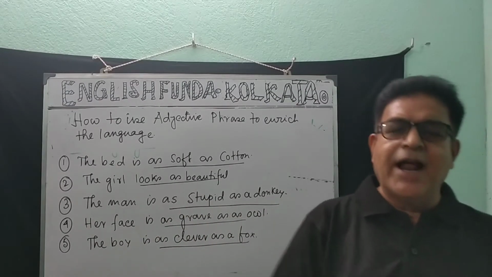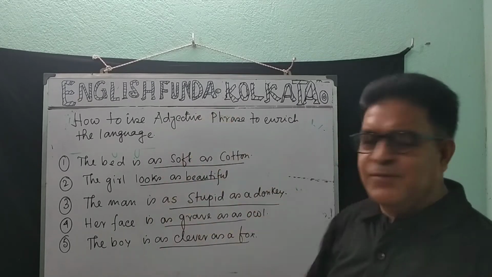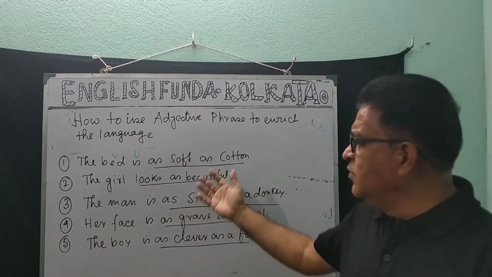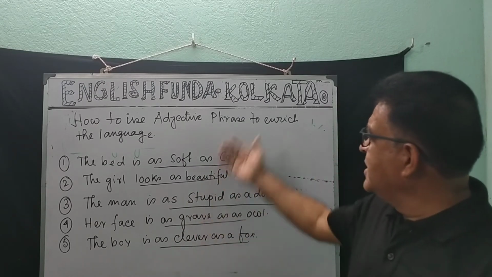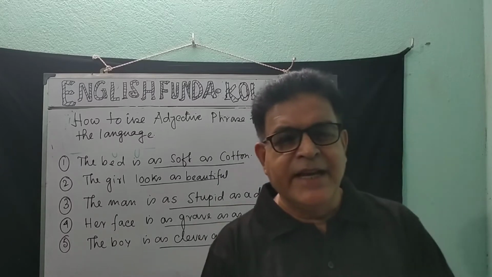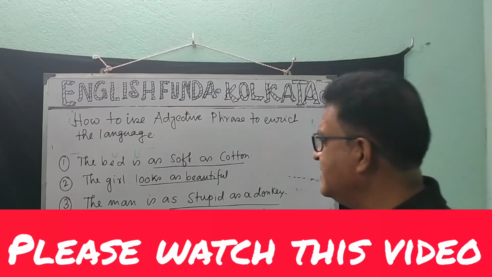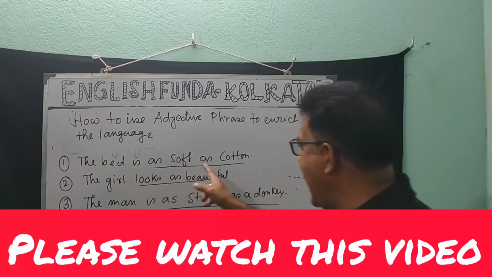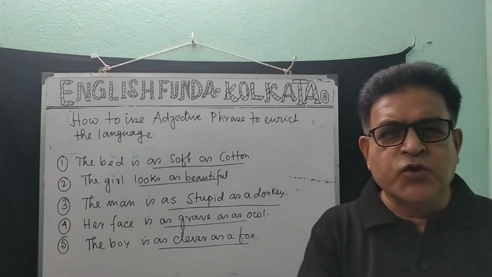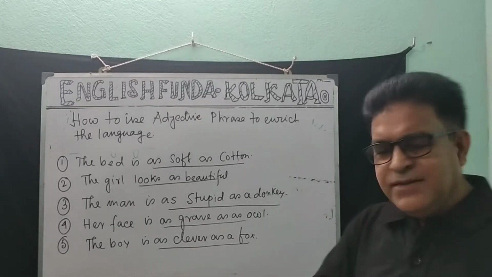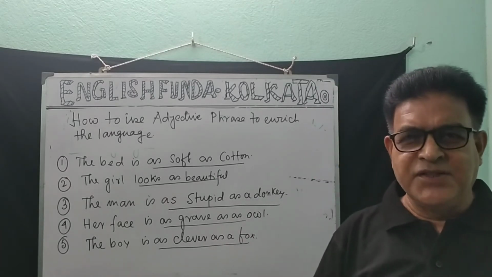ভাষাটাকে সুন্দর করতে গেলে আরো সুন্দর সুন্দর অ্যাডজেক্টিভ শব্দ চয়ন করতে হয়। Here I am taking some examples to show you how you can use these adjective phrases to express the language in a more beautiful way. Okay, let us come to the discussion. The bed is as soft as cotton. বিছানাটা তুলোর মতো নরম. Here it indicates that the bed is a very comfortable bed.